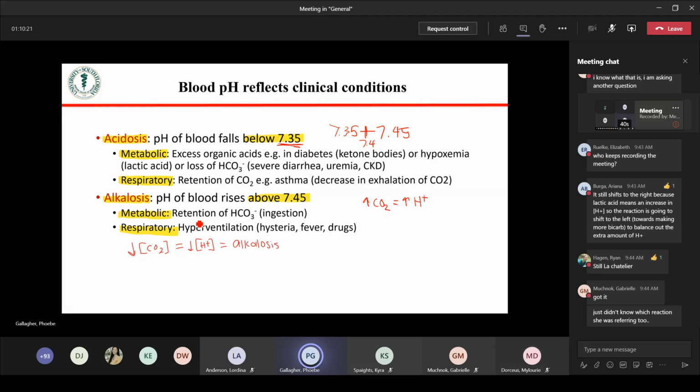Alternatively, with alkalosis, if you have a drop in CO2, you're going to have a drop in protons, and you're going to wind up with alkalosis. And with metabolic, you're going to retain bicarb. So this is if you just eat a bunch of baking soda and your body metabolizes that, and then you have too much base, and so you're going to increase in pH. Hopefully that makes sense to everybody. You don't have to know these little details because this is definitely physiology and you're not there yet, but just have an idea of the difference between metabolic and respiratory for each of these.